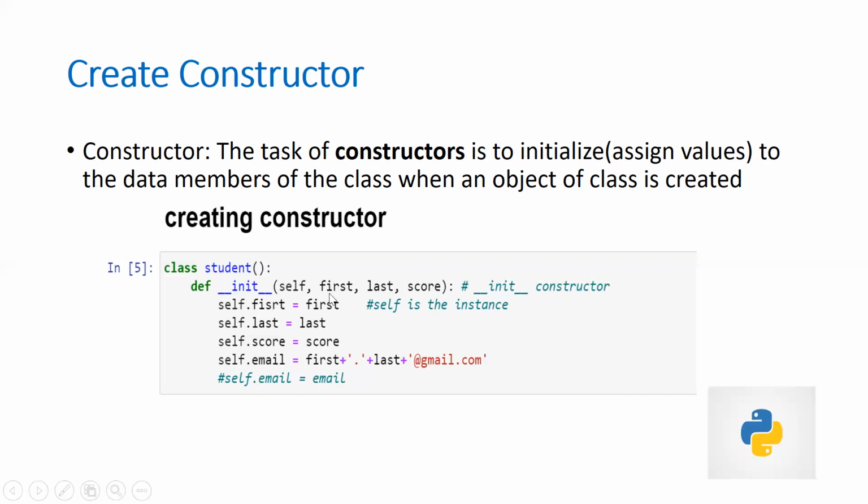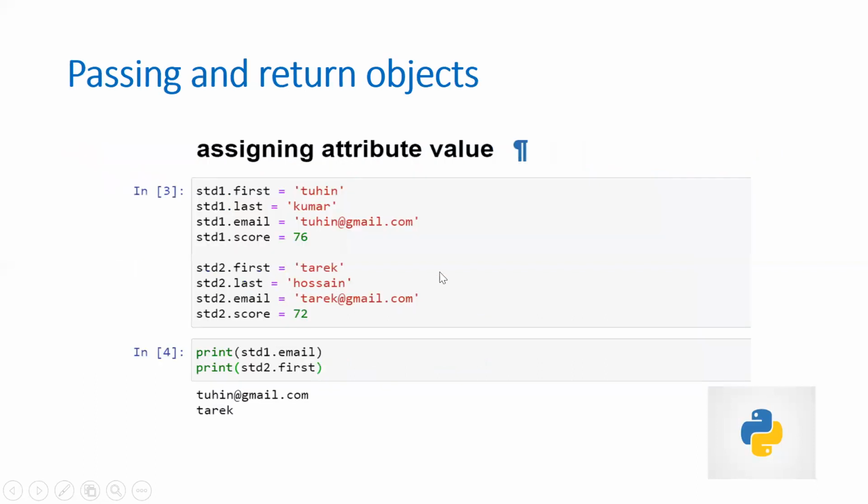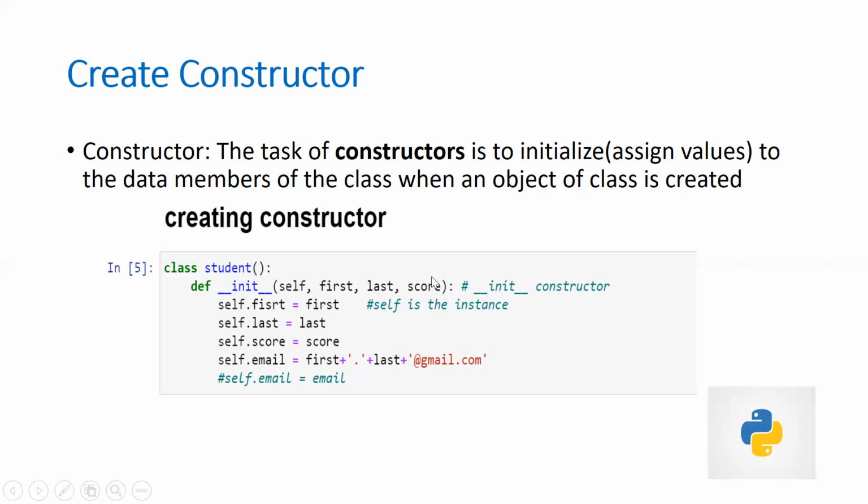The next argument is first name, and the next argument is last name, and the score. We can also use email here, because email is another attribute. Email was another attribute earlier, so we can also use email again here, but we did not do that. There is a reason.